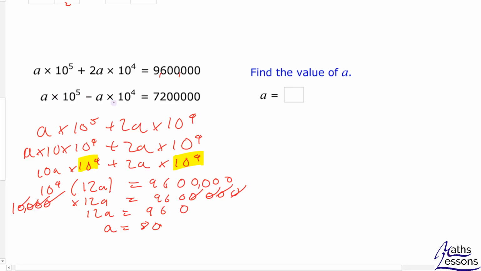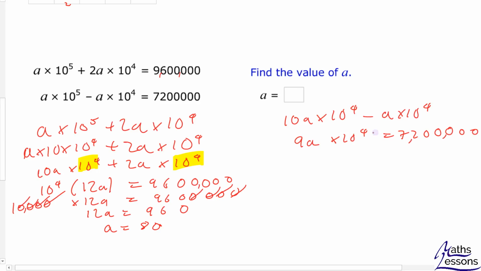And then we can check in the next one and we'll see that it gives us exactly the same answer. So we're going to rewrite the first bit here. A times 10 to the 5 is 10a times 10 to the 4 minus a times 10 to the 4. And that gives us 10a minus a is 9a times 10 to the 4. Okay, and that is equal to 72 5 noughts.